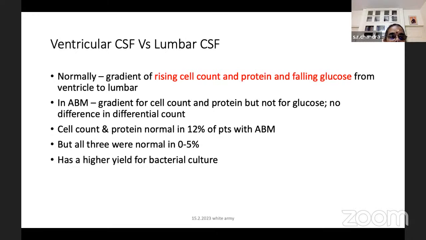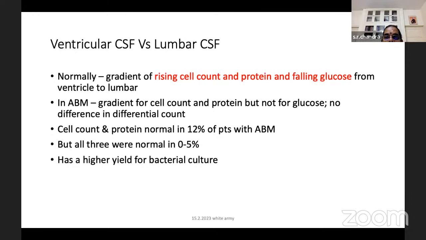In acute bacterial meningitis, what happens? The gradient for cell count and protein is there, but not for glucose. No difference in the differential count. So normally there is a gradient of increasing cell count in the ventricular CSF, increasing protein in the ventricular CSF, and decreasing sugar in the ventricular CSF. That is the normal: increased cell count, increased protein, and less sugar in the ventricular CSF.